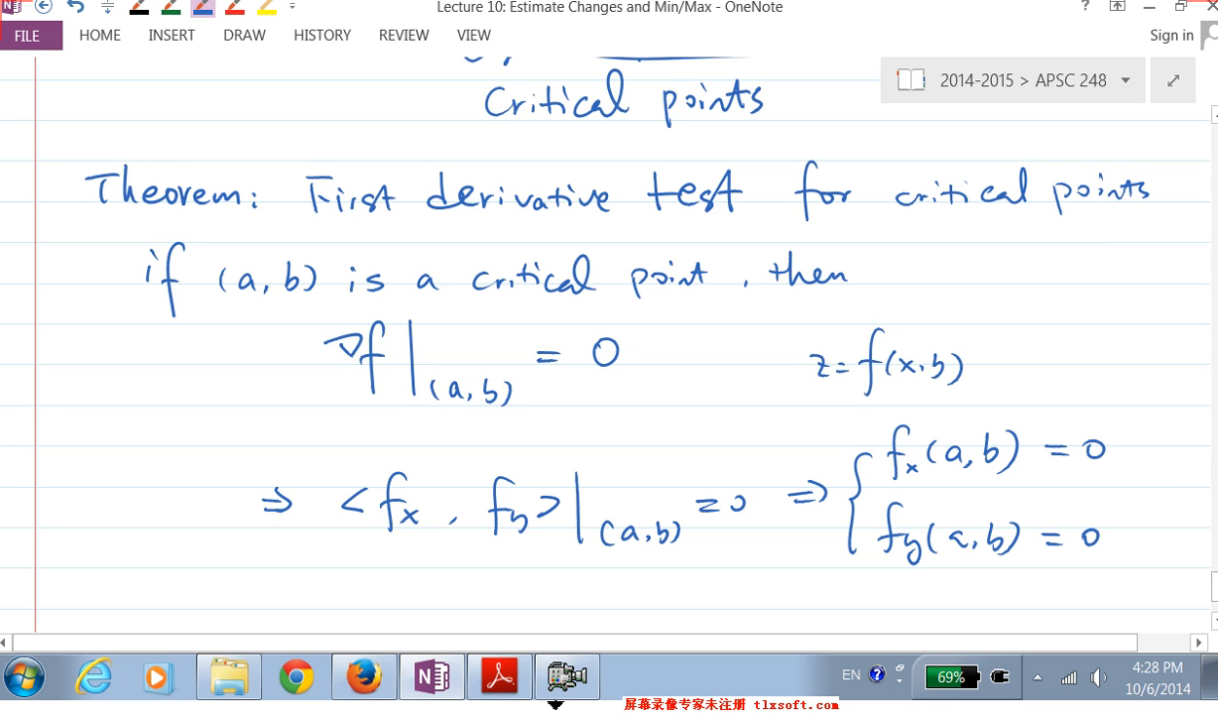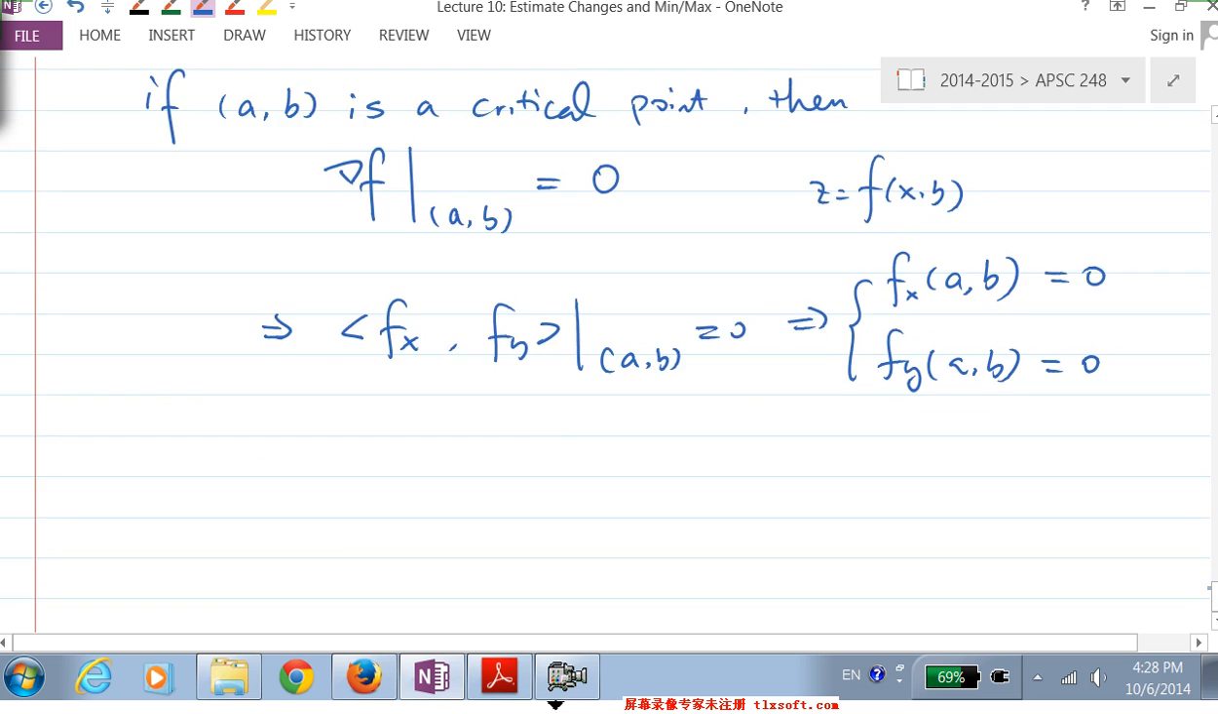So this is the first derivative. Or in other words, it's the first partial derivative, right? Yeah, first order partial derivative. Okay?